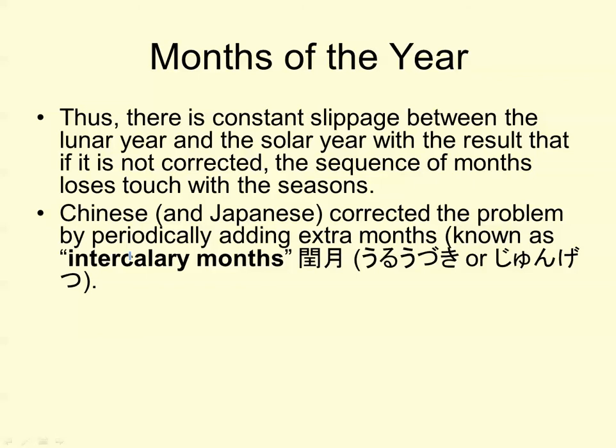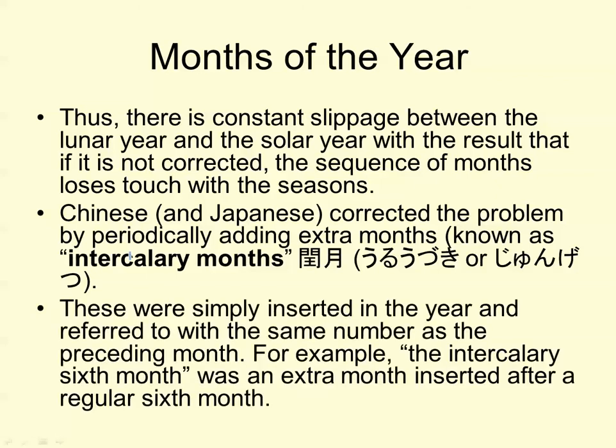So the Chinese and the Japanese, because the Japanese borrowed from the Chinese, corrected this problem by periodically adding extra months. And these are known as intercalary months. That's a great vocabulary word, isn't it? These were inserted in the year and referred to with the same number as the preceding month. So for example, the intercalary 6th month was an extra 6th month inserted after a regular 6th month. And that would happen about every 3 or 4 years or so.